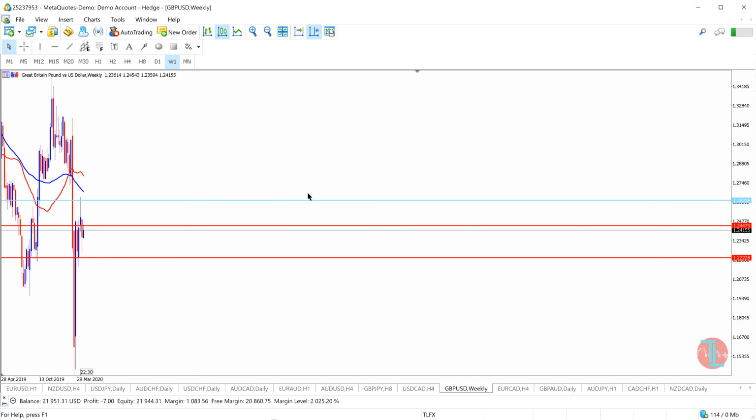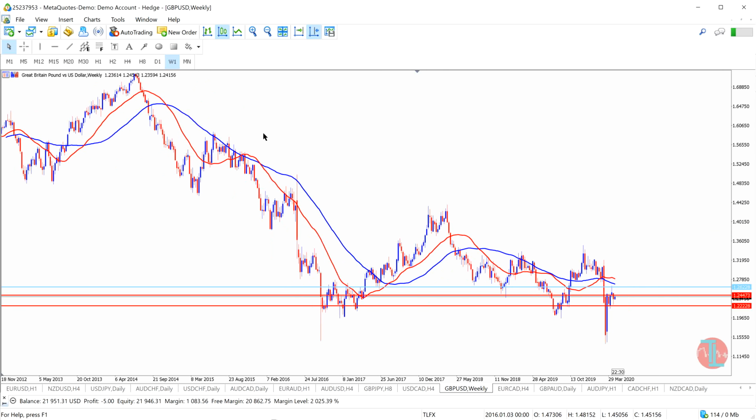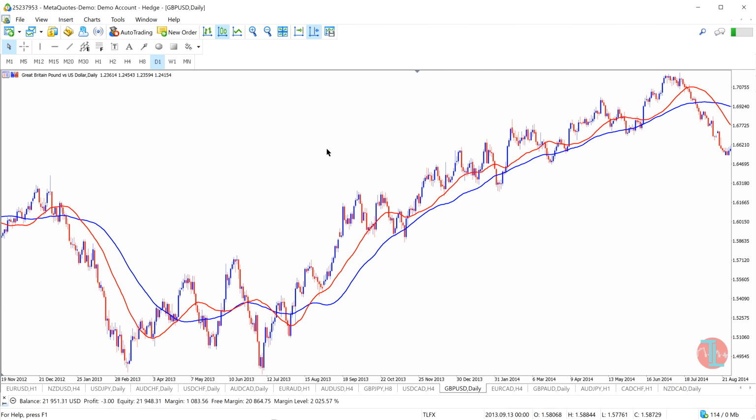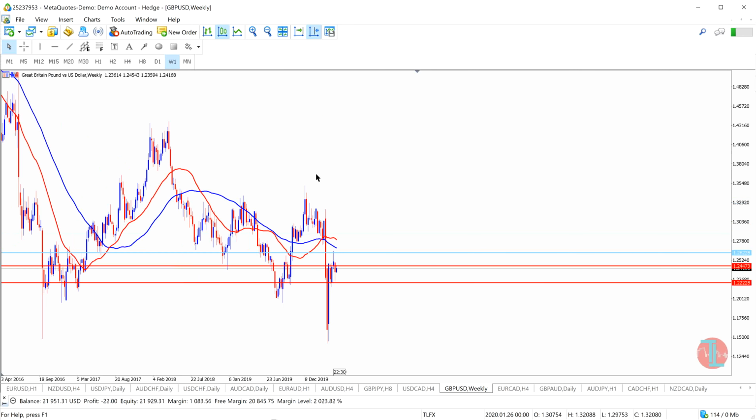This here we are on the pound dollar. We're just moving right along, guys. Pound dollar. Here's a weekly chart. Okay, we are in a general downtrend inside of the pound. And if we look at the daily, we are currently inside of a retracement move on an uptrend. So let's just keep that in mind.